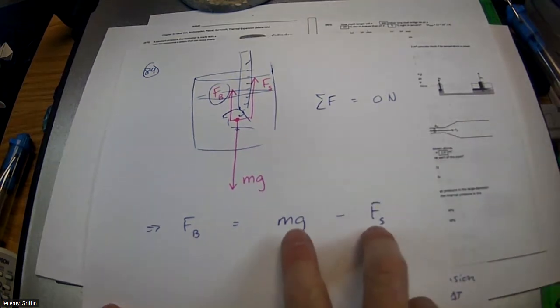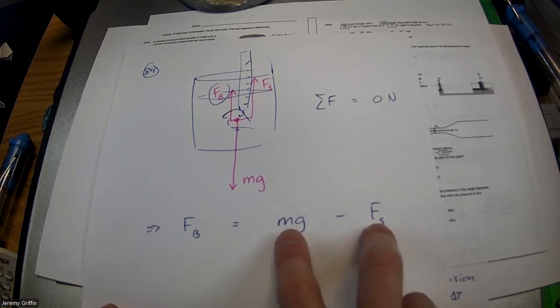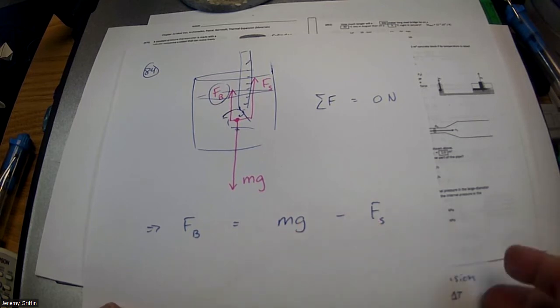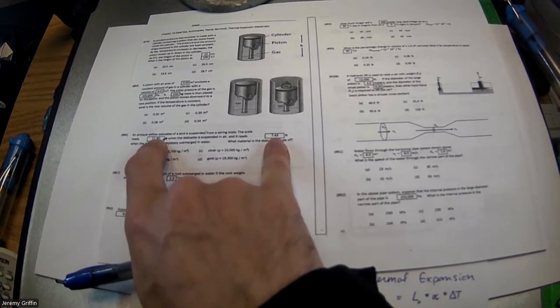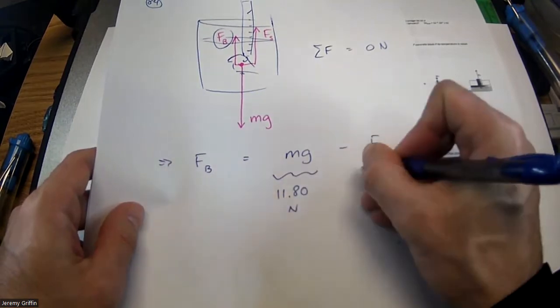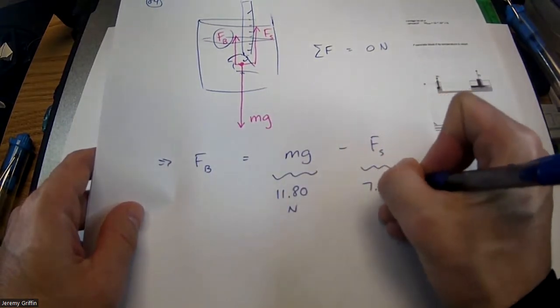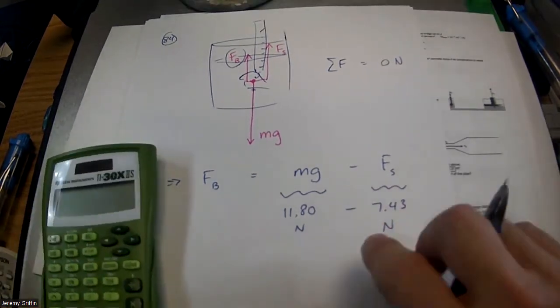And I like this expression because these are the two numbers that I gave you. I gave you the weight of the bird, and I gave you the spring scale force when it was submerged. You have these two numbers. Let's go ahead and get that right now, piece by piece. So 11.8 newtons versus 7.43 newtons. This is my 11.80 newtons. This is my 7.43 newtons. Subtract those two, and I'll get what the buoyant force is on that bird.